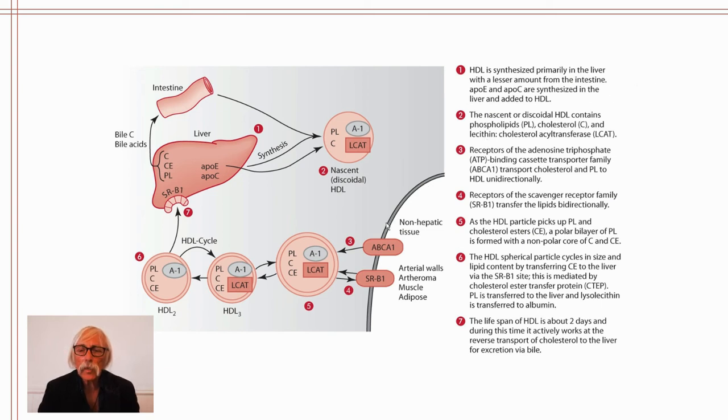Okay, so third thing that happens is receptors of the adenosine triphosphate ATP binding cassette proteins, those are called ABC proteins. This one happens to be isoform A1, right? Transports cholesterol and phospholipid to the HDL unidirectionally. Okay, so this protein carries out this function.